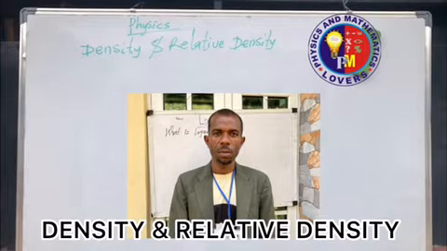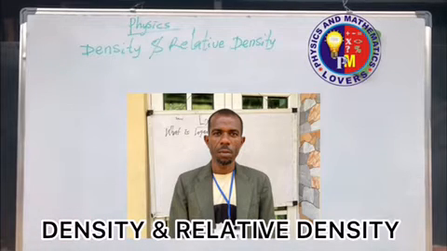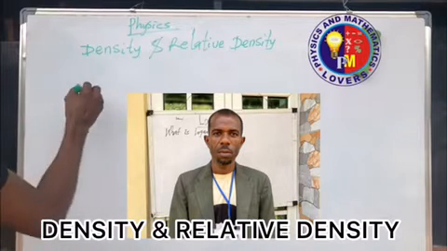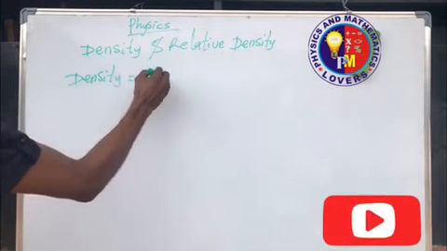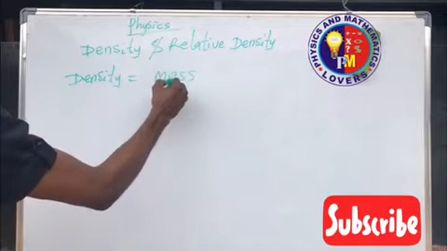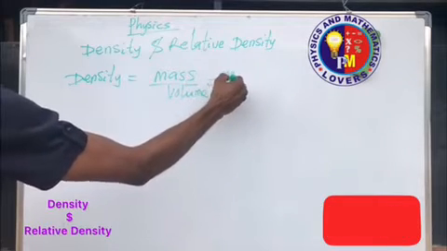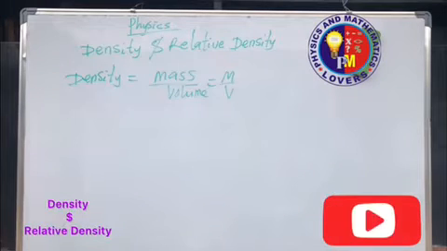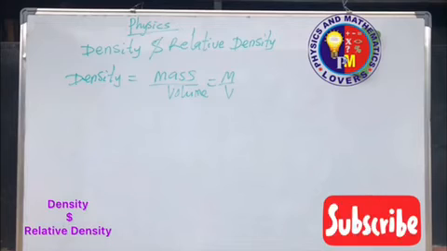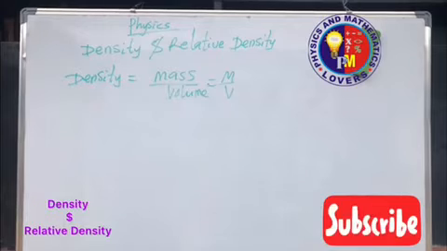When we say density of substance, density is defined as the mass of that substance per unit volume. That means density is equal to mass over what? Volume. Which is equal to what? M over what? V. So density is a scalar quantity in the sense that it has no direction. It only has magnitude, which is the value.